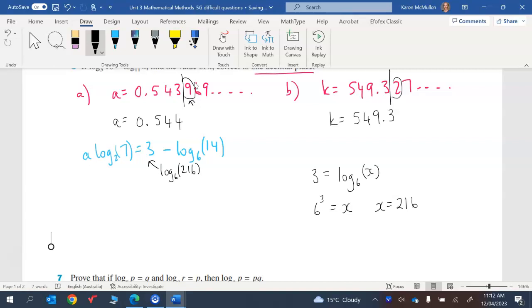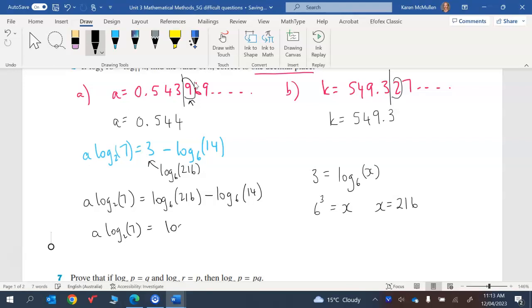Okay, so I've just written that number 3 as a log of base 6. All right, so I'm going to just rewrite what I've got there. Now that I've got my 2 logs that are the same base and we're subtracting, we can use our log laws to bring them together. Just leaving that left-hand side as it is. I'm not touching that for now.